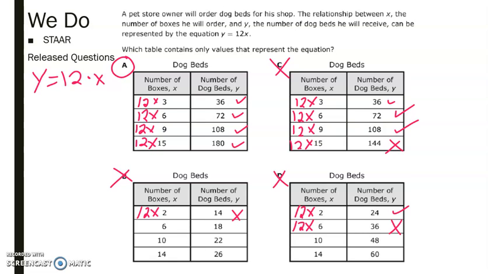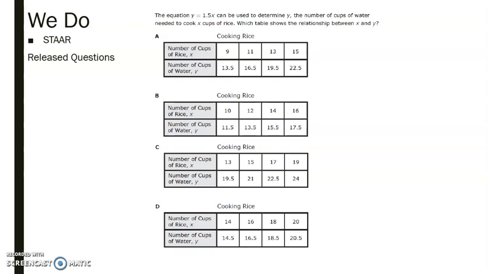Okay, so let's look at the next problem. It says the equation Y equals 1 5/10 times X can be used to determine Y, the number of cups of water needed to cook X cups of rice. Which table shows the relationship between X and Y? So we're going to check these values to make sure that they are equal to the correct equation. So remember, in this case, Y equals 1 5/10 X.